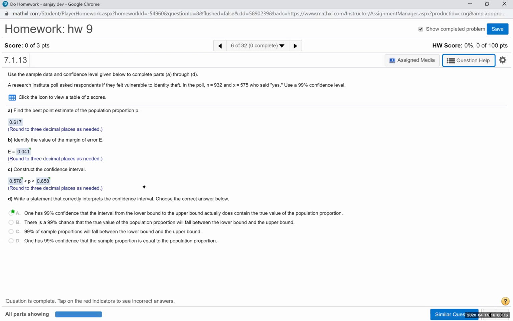So I'm going to put the numbers down. X in our example is 575. N in our example is 932. And the confidence level, C, happens to be 99%, so 0.99. Calculate, and then it gives me the answer of 0.57594, comma 0.65797, which to 3 decimal places is 0.576 right here and 0.658 right there, right?